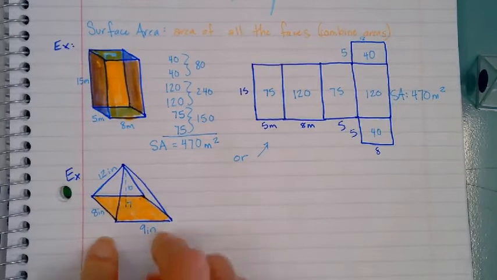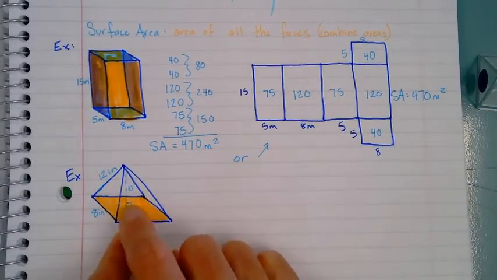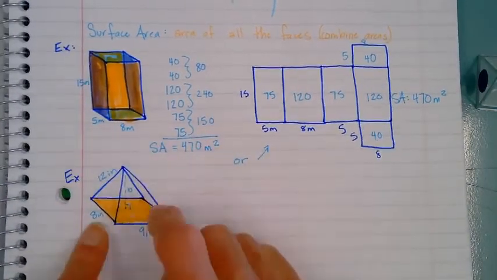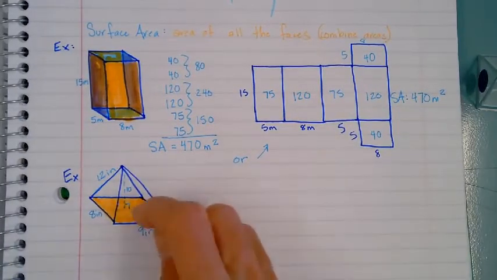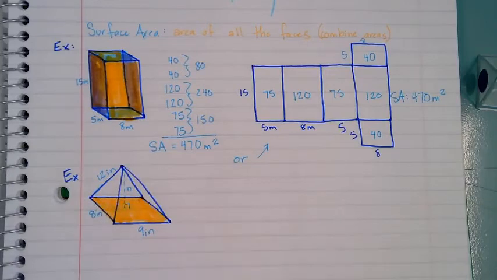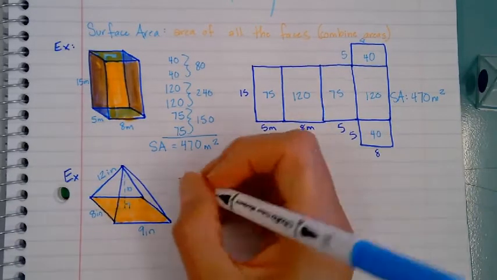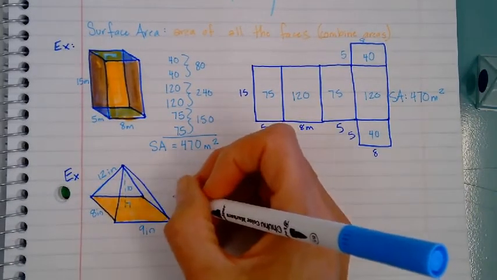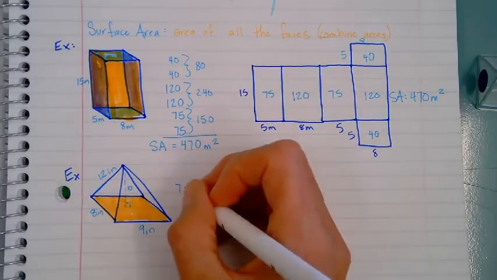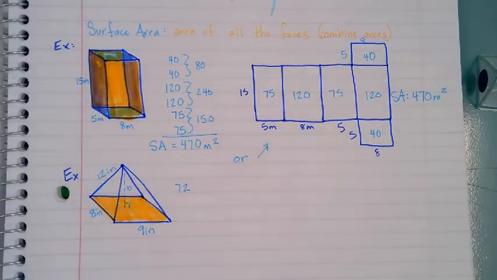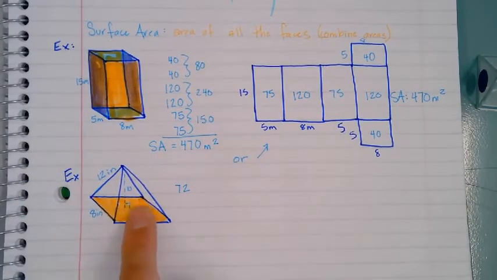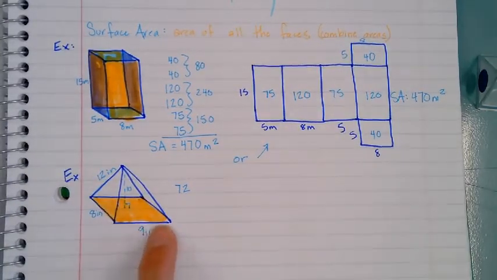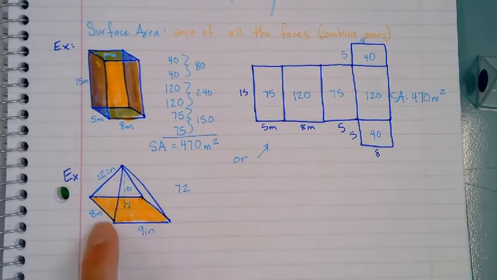This pyramid has 1, and then it's got 4 triangular faces. So it's got 1, 2, 3, 4, 5 faces all together. So the one's here, and then the one it's sitting on. 5 faces. So the bottom is 72. And then we have 4 triangles, but this triangle is different than this triangle. See, this triangle has a base of 9. This triangle has a base of 8.